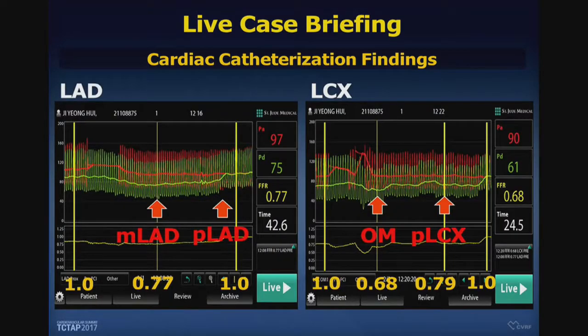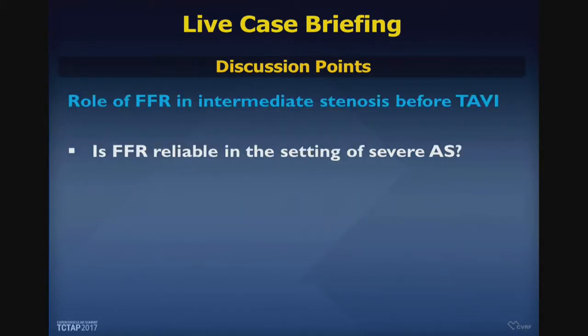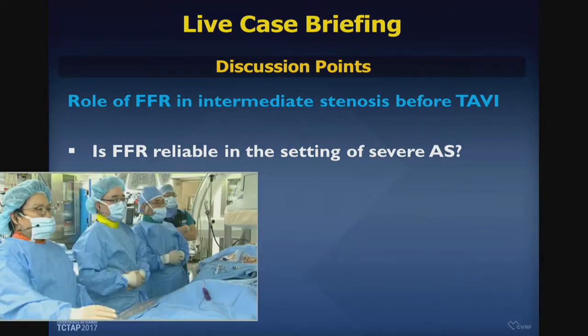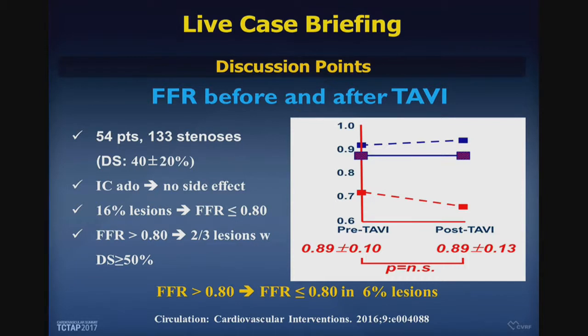So we are embarrassed. And we found, luckily, at this year's TCT, last year's ACC, some interesting report. Previous, next slide. So is FFR reliable in the setting of severe AS? Next slide. Next slide is very interesting. If the patient has FFR above 0.8, the value may not change very much. But if the patient has FFR value below 0.8, the FFR is more aggravated after TAVI, after relieving aortic stenosis.